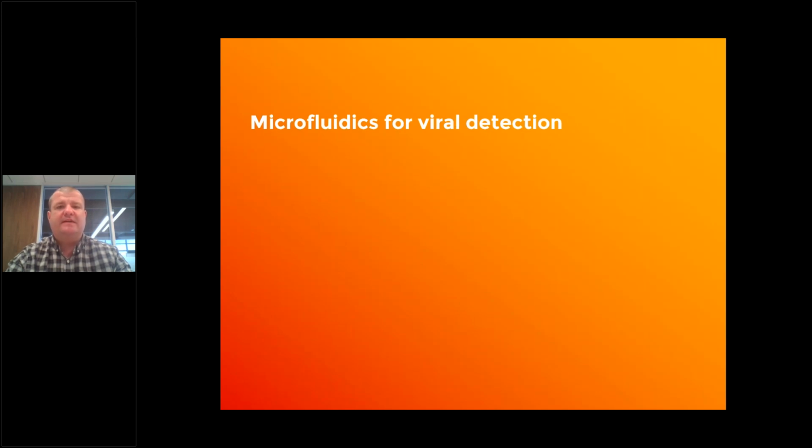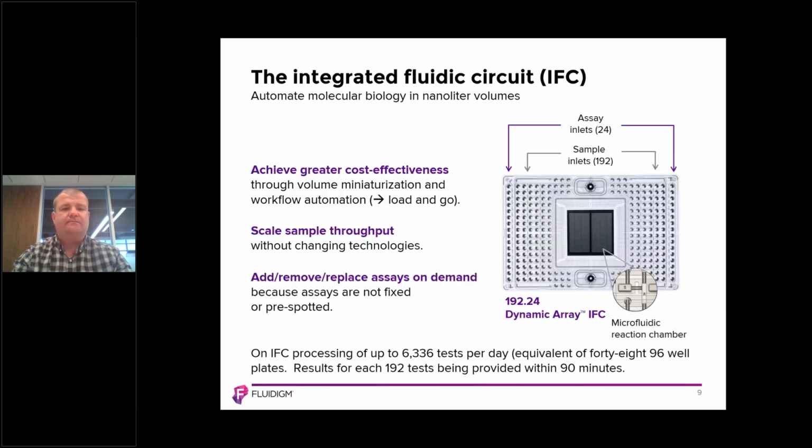One of the things I mentioned on the previous slide was the use of the 192.24 IFC. Let's talk a little bit more about that integrated fluidic circuit now. On the right-hand side of the slide, you can see how our integrated fluidic circuit actually looks. You can see again that it's the same size as a 96-well plate, and that interaction with this 96-well plate is the same as if you were using a multi-channel pipette or liquid handling robots. Per IFC, we have 192 sample inlets.